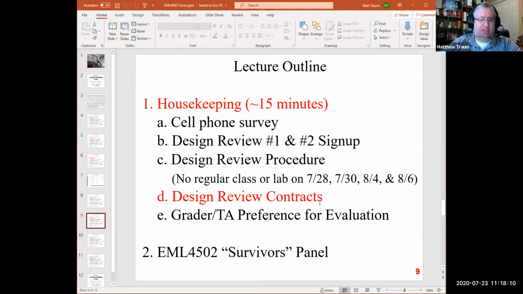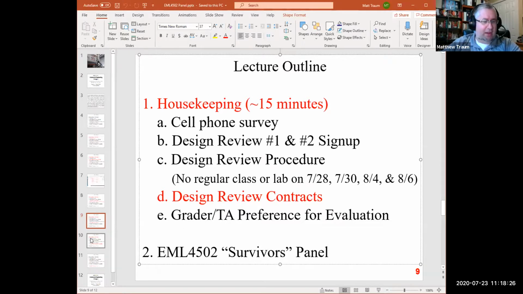Those will actually be worth a couple of points in Canvas if you address everything in the contract from design review 1. When we meet for design review 2, there's a couple of completion points available for that.